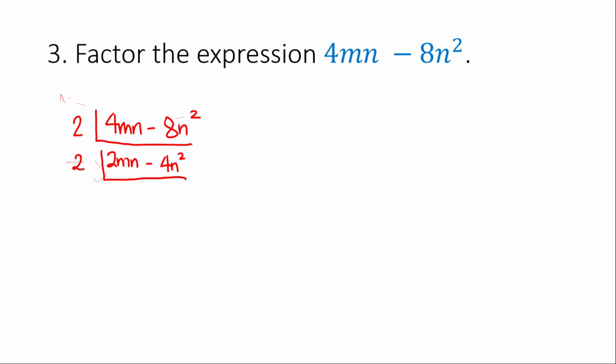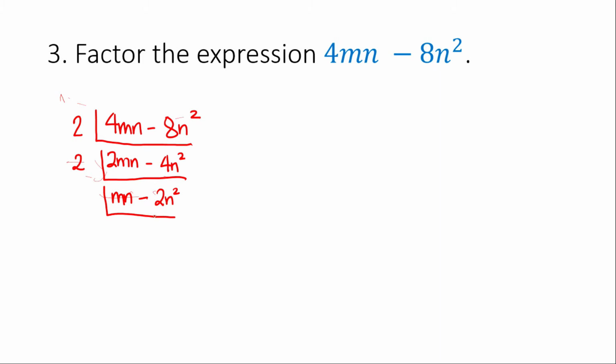Sabihin ng iba, kung ma'am, sa umpisa pa lang nakita ko na kaagad na pwede siyang i-divide pares sa 4, that's very good. Pero kung hindi naman kaya, pwede nyo unti-untiin. So, 2mn divided by 2 is just mn na lang. Minus 4n squared divided by 2 is 2n squared. Okay, so the numerical coefficients are already in its simplest form.